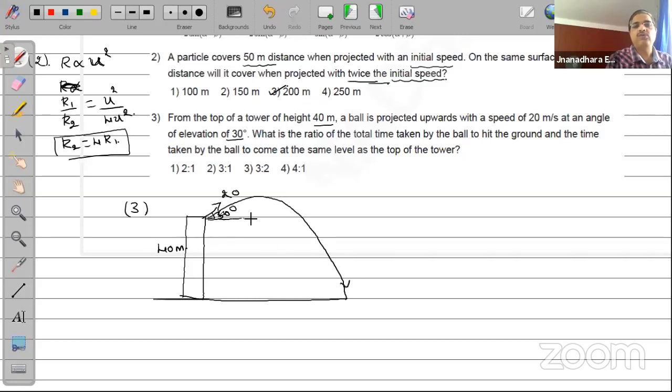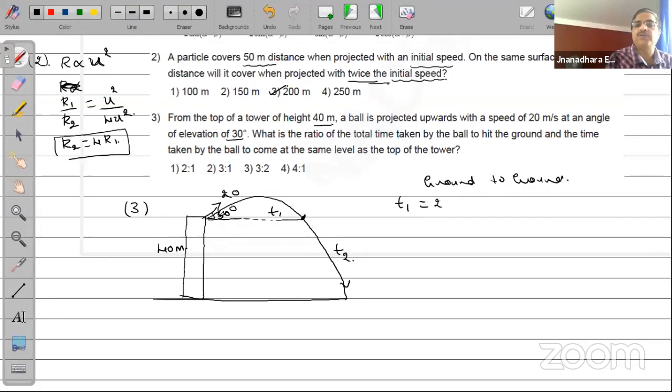Now they're asking you to find out 2 times. The time taken up to this point, let's call it T1. The time taken to reach the ground, let's call it T2. They want you to find out T1 and T2. T1 is very simple. It's like a ground-to-ground projectile, because to come to the same level, it's almost like a ground-to-ground projectile.